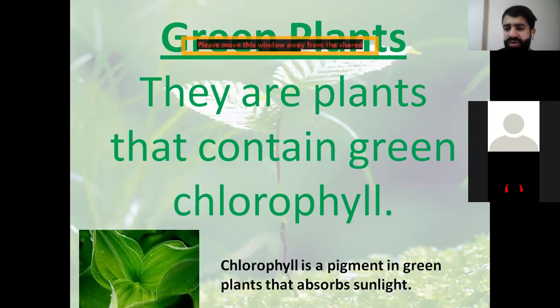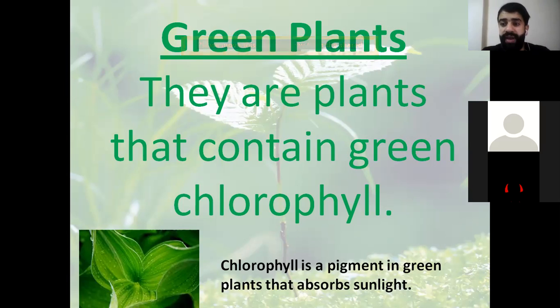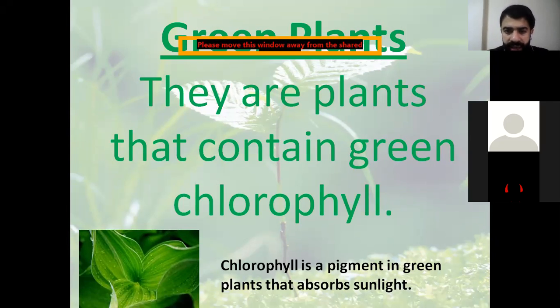Green plants, they are the plants that contain the green chlorophyll. That's why they are called chlorophyll plants, because they contain this pigment, which is called the chlorophyll. So what is the chlorophyll? It's a pigment in green plants that absorbs the sunlight and gives the green color of the plants. So these plants, they are called the chlorophyll plants. And also they are called the green plants. While the non-green plants, they are called non-chlorophyll because they lack the chlorophyll pigment. So here green plants, they are the plants that contain the green chlorophyll and the green pigment. What is the chlorophyll? It's a pigment in a green plant that absorbs the sunlight.